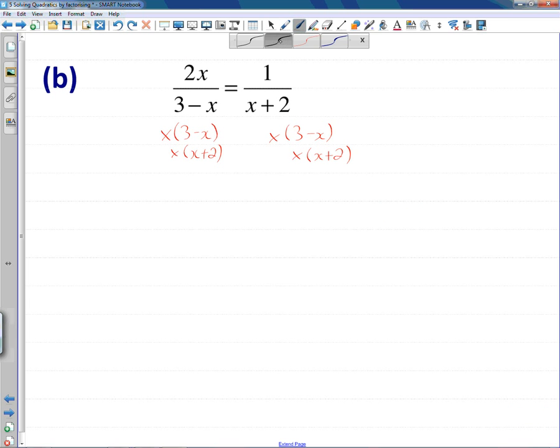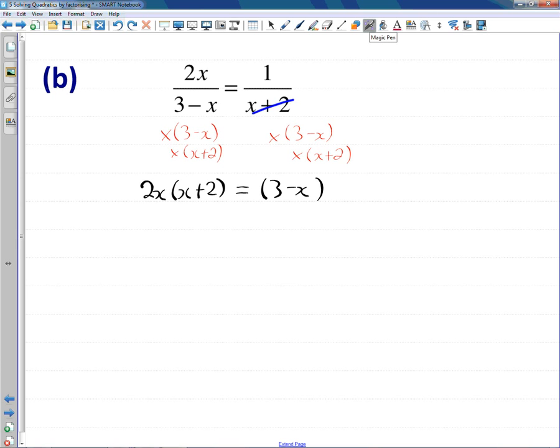So we've got 2x. When we multiply by 3 minus x, it just takes the denominator out, but then we need to times by x plus 2. On the right hand side here, we've got 1. When we multiply 1 by 3 minus x, we get, well, 3 minus x. But when we multiply by x plus 2, it just cancels with the x plus 2 on the bottom. So that's what we've got, and we now just need to expand out here. So we've got 2x squared plus 4x, and this side we've just got 3 minus x.